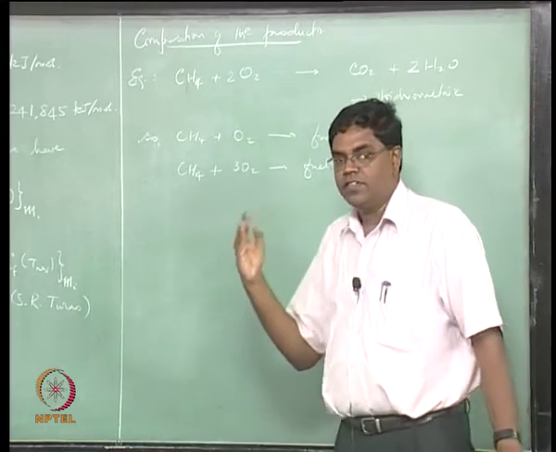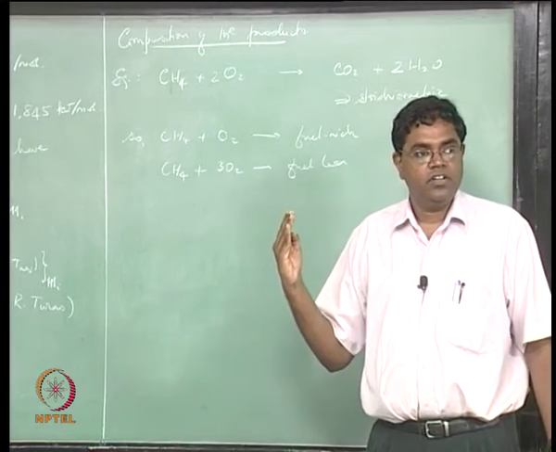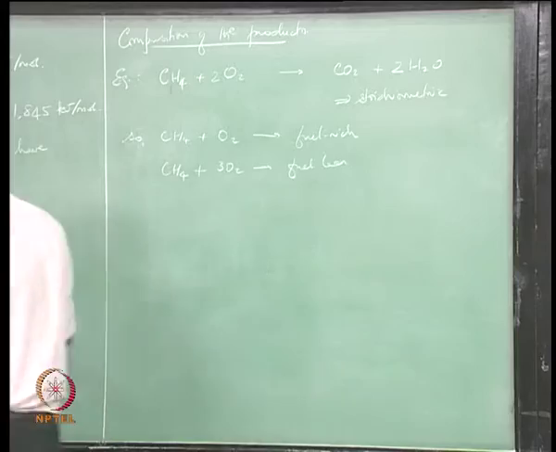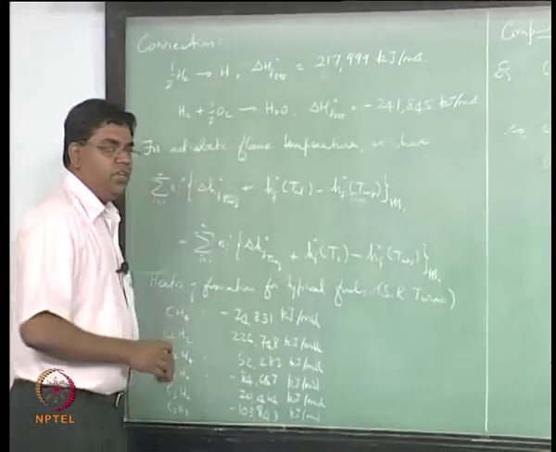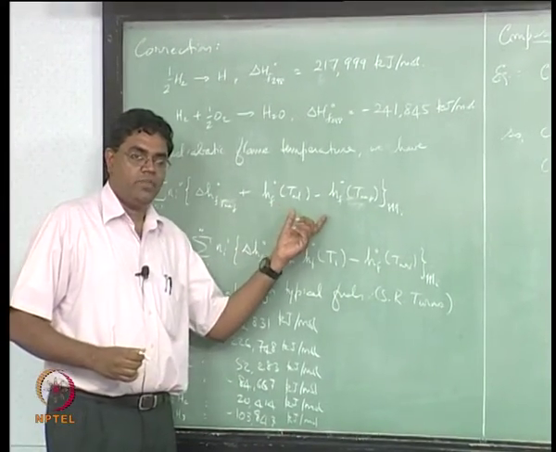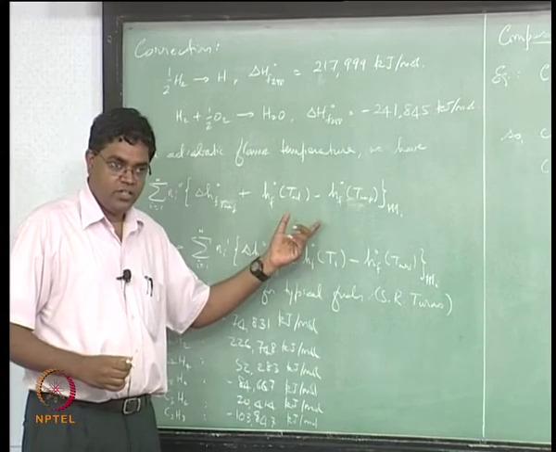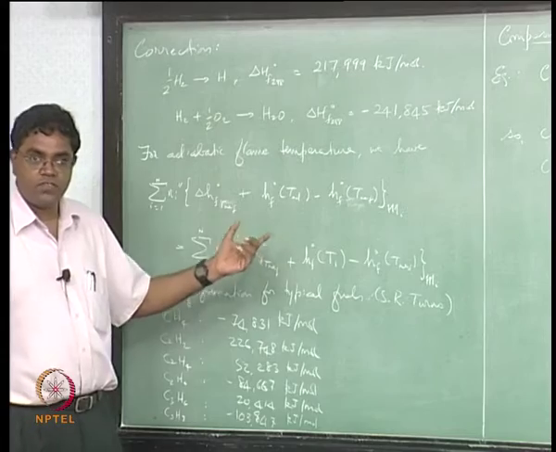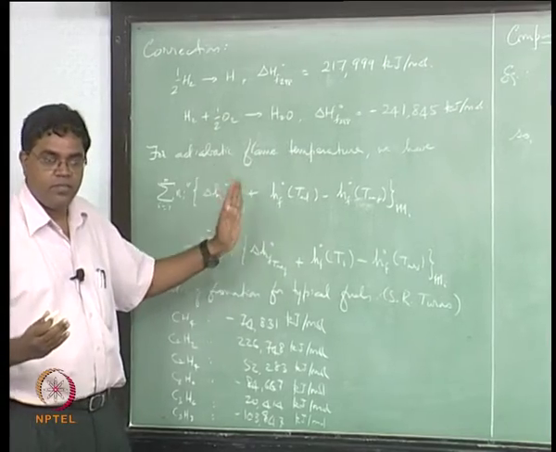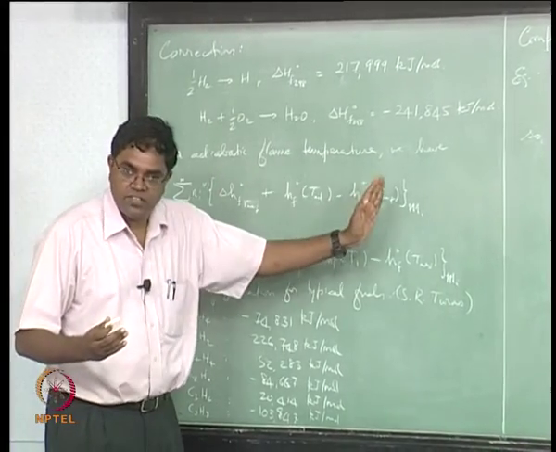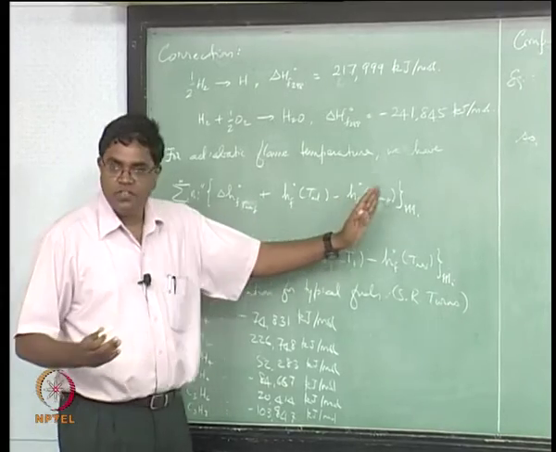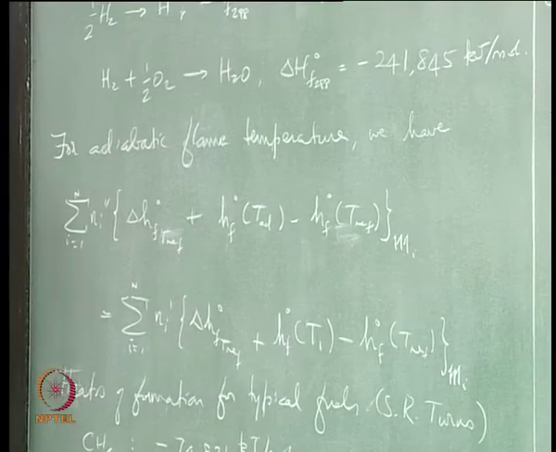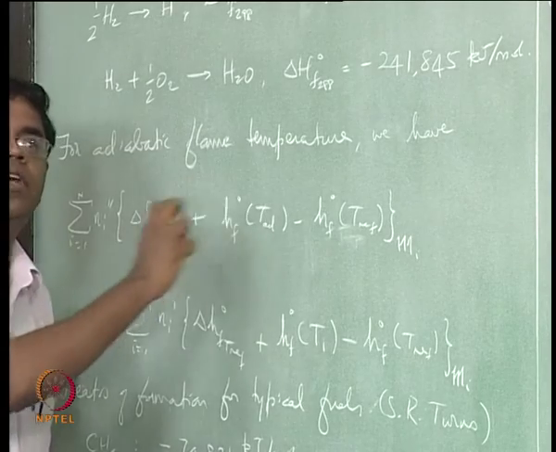So, why near instead of at? It's got to do with how you look at the sensible enthalpy. Recall that we could look at the sensible enthalpy as an integral of Cp dT, or if you are thinking calorifically perfect gas, which is simpler, it's simply Cp times (T adiabatic minus T initial). So it now matters what the Cp of your reactant is.